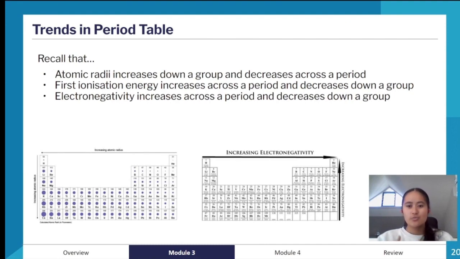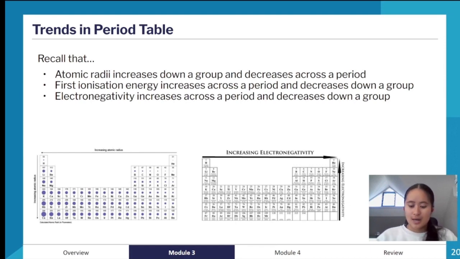So just to recall and recap, the trends in the periodic table from the previous modules, we have atomic radii, the radius of the atom. Pretty self-explanatory what that is, but the trend is that it increases down a group. So if you look at the little diagram at the bottom there, you'll see that the radius gets bigger down a group, and then across a period, the radius gets smaller, so it decreases across a period.